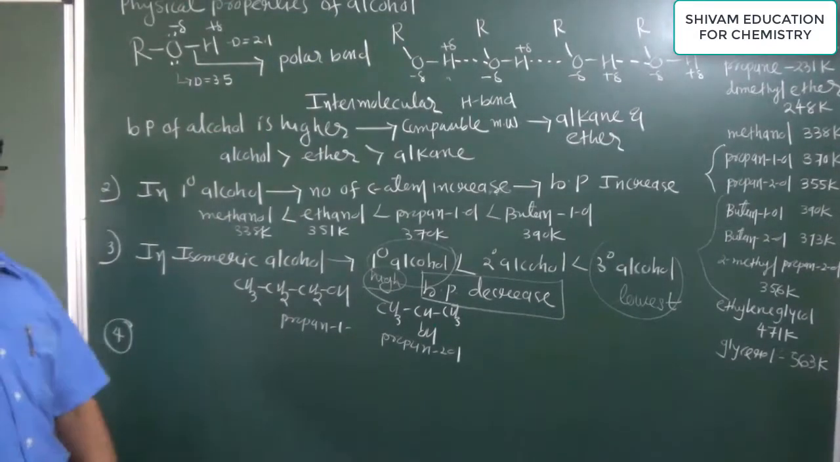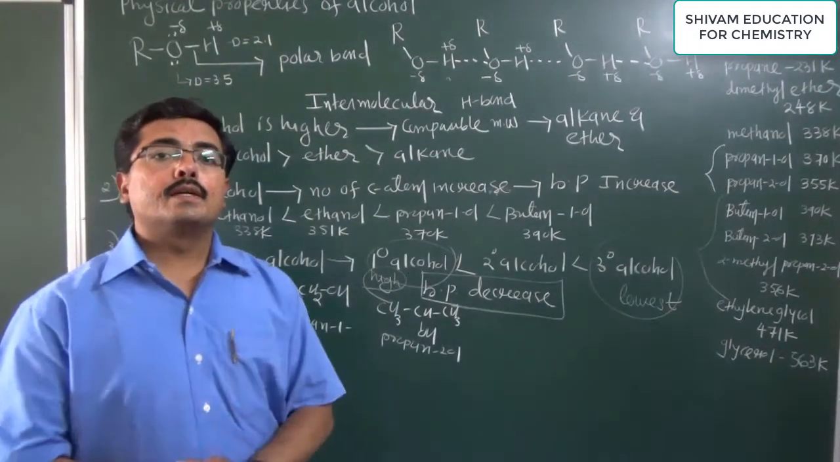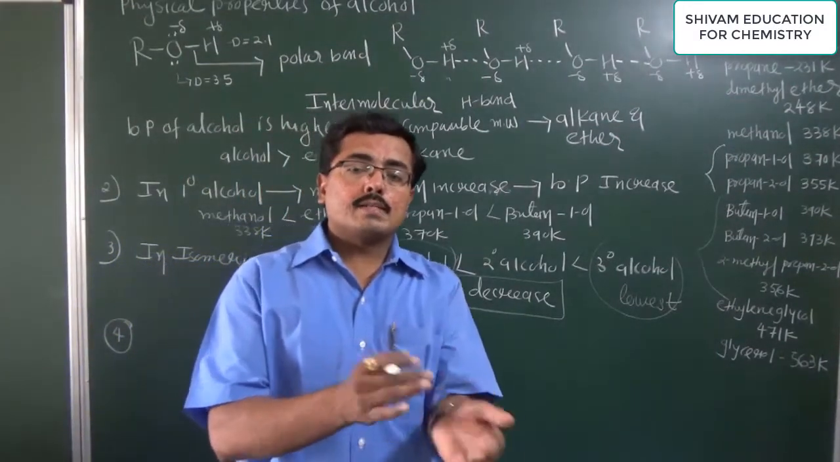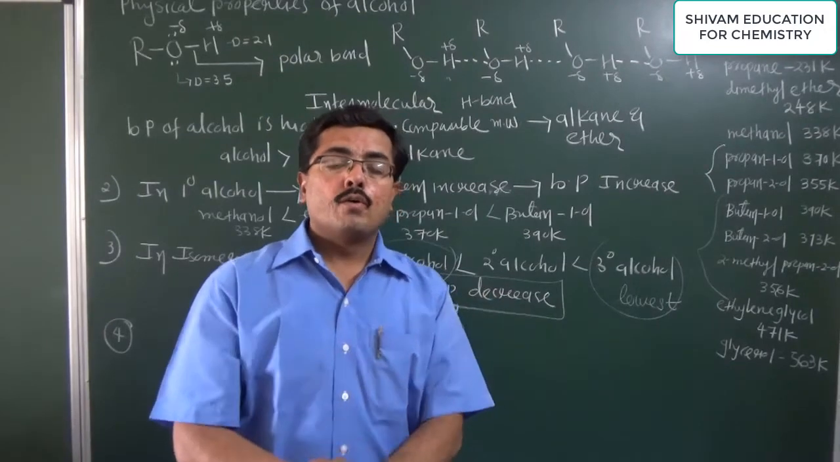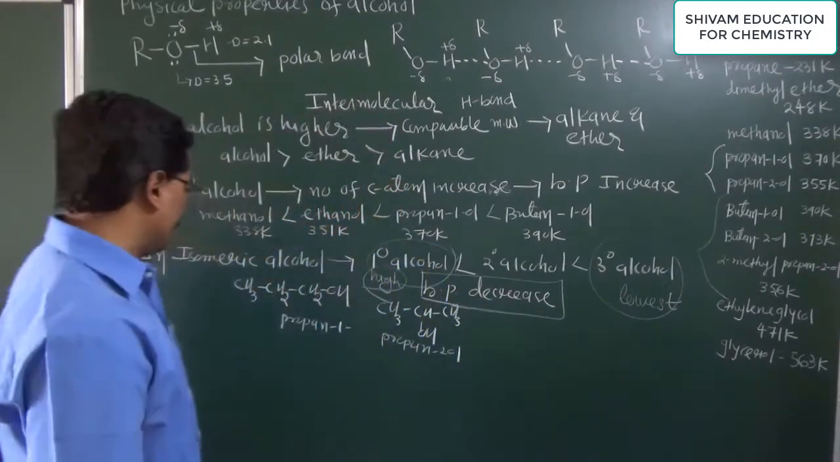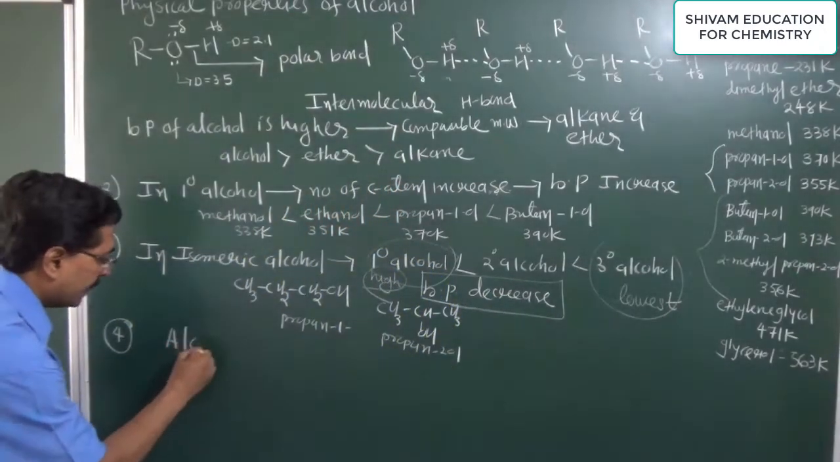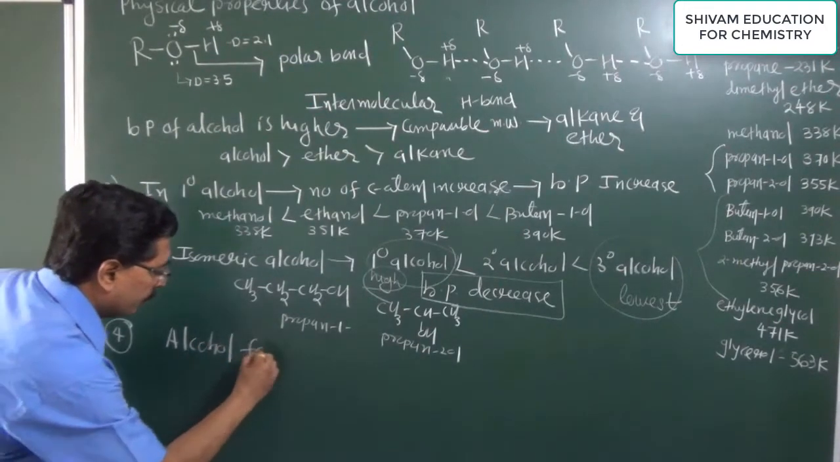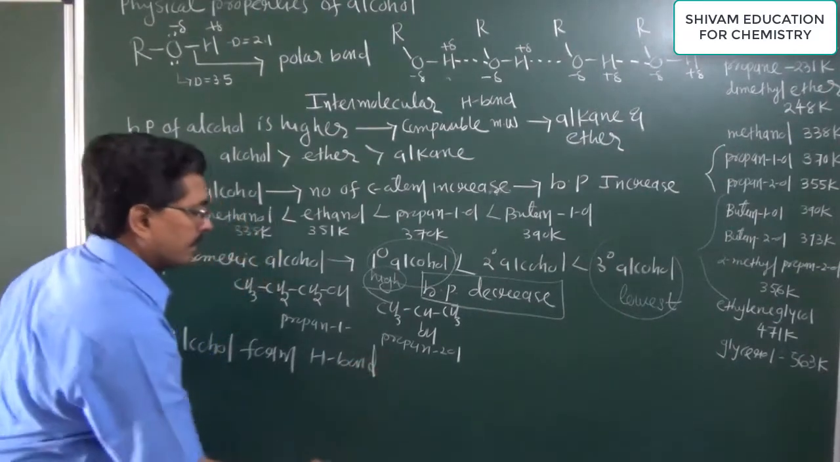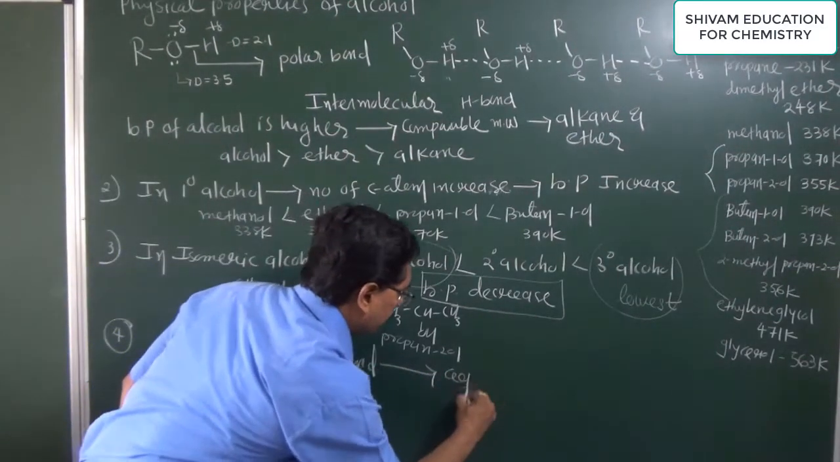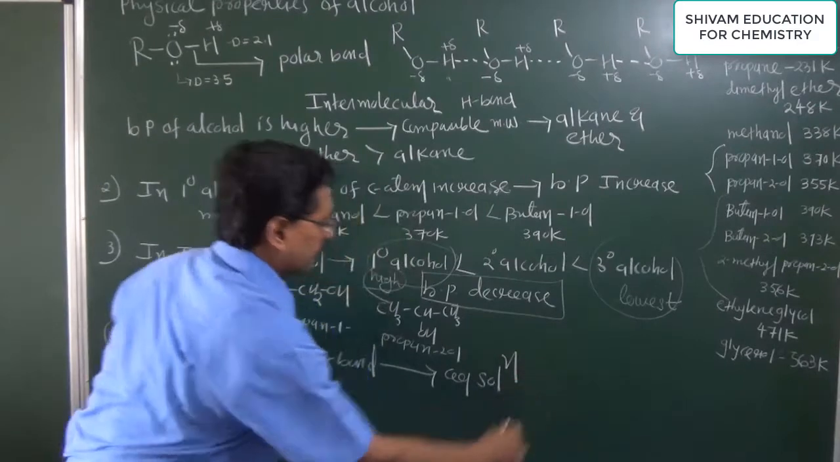Now fourth and most important point, it is observed that lower molecular mass containing alcohol, in their aqueous solution, form hydrogen bond with a water molecule. So we can write that alcohol forms hydrogen bond in their aqueous solutions.